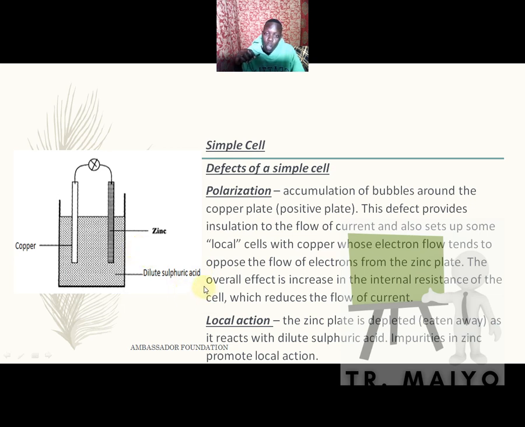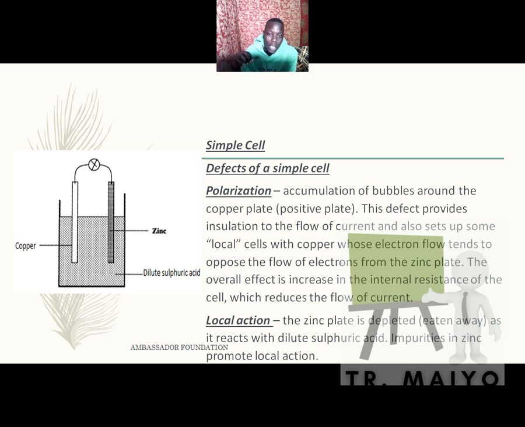Then the other defect is what we call local action. Local action is the depletion of the zinc electrode. The depletion of the zinc electrode. We call it again the eating away of zinc. When zinc reacts with sulfuric acid, then it gets depleted. It gets eaten by the acid.